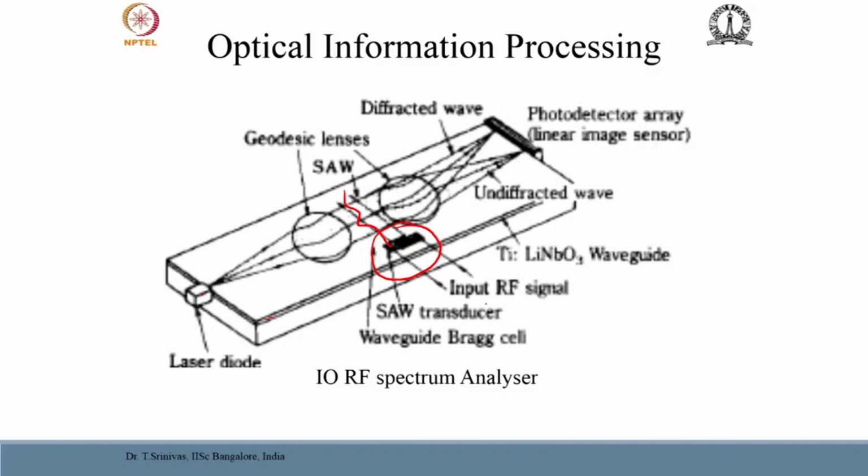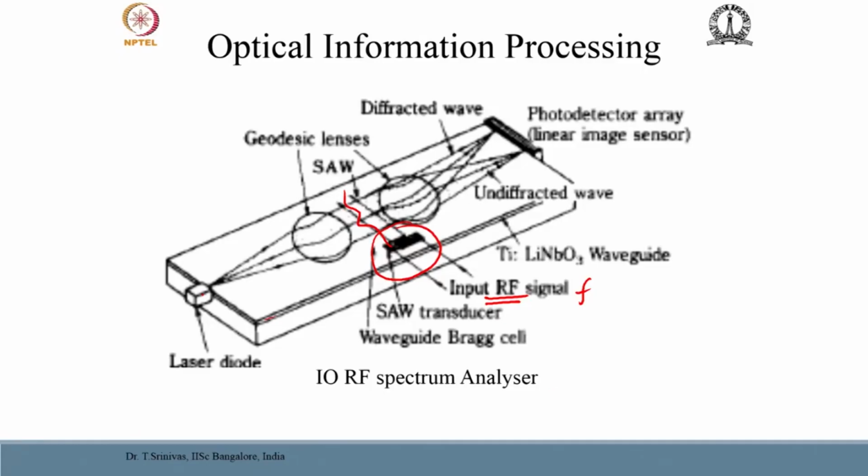So, if I give an RF signal at the acousto-optic cell, the created grating follows the frequency of this RF signal and the deflection corresponds to those frequencies. If there is a composite signal here at the IDT or the acousto-optic cell, then there is a composite grating here, and the output signals at the photodetector array can correspond to the distribution of the microwave RF signal at this input port. So, you can say that this can act as an RF spectrum analyzer.